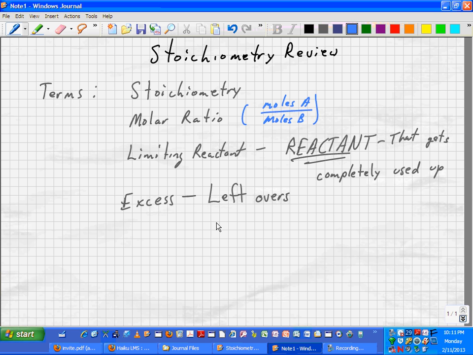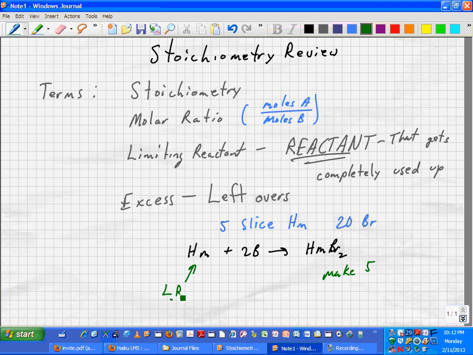Back to that ham sandwich example. 5 slices of ham, 20 slices of bread, and with the recipe of a ham plus 2 breads gives me a ham sandwich. This I would be able to make 5 sandwiches. Ham is limiting. That's what I'm going to run out of. And my bread would be my excess. That's the one that I would have leftovers of.